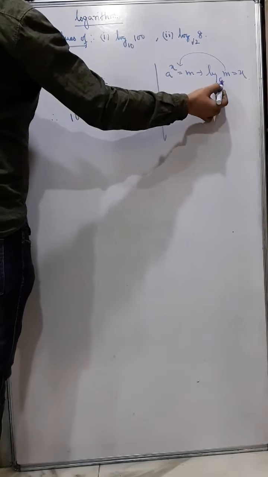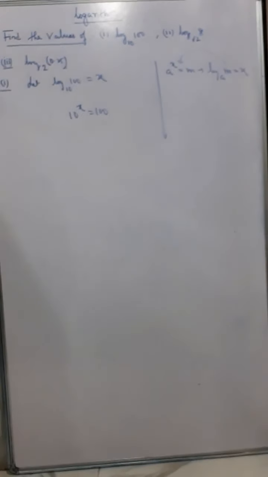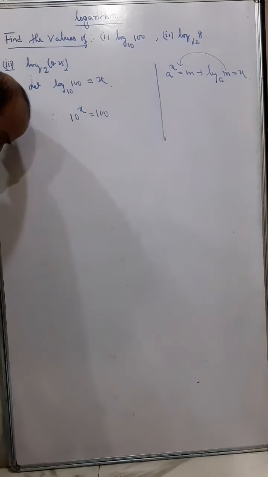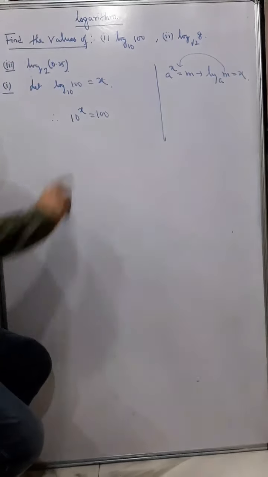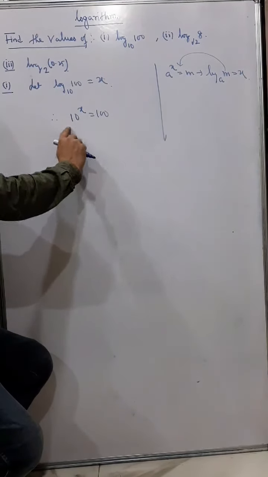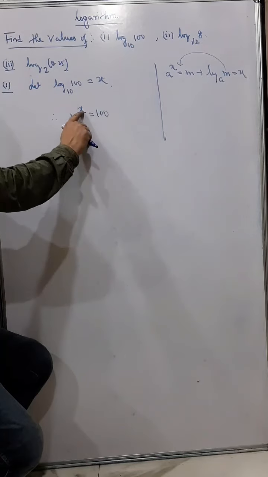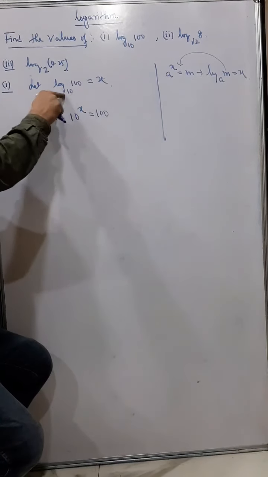So now if I want to convert that into exponents, I write a to the power x equals m. So here also I will write 10 to the power x equals 100. And now we will use that exponents law, indices, and try to make their bases the same. When the bases are the same, then the powers are the same, and we'll get the value of x.